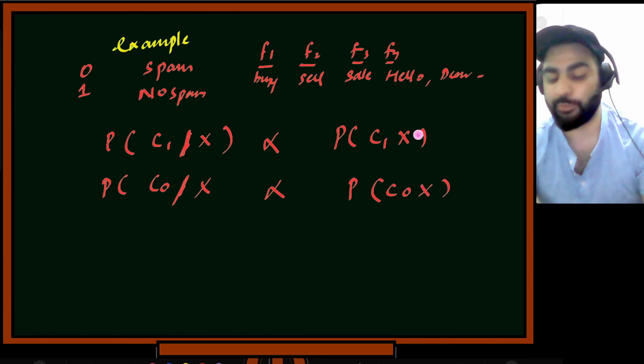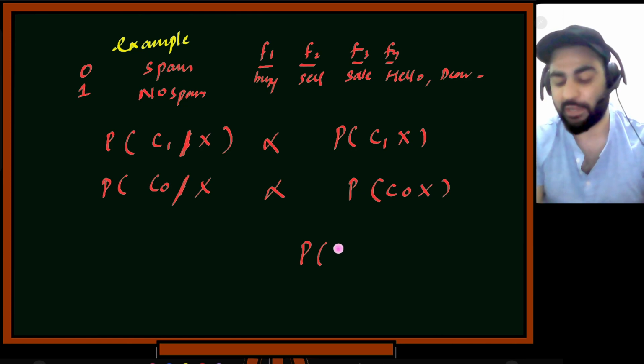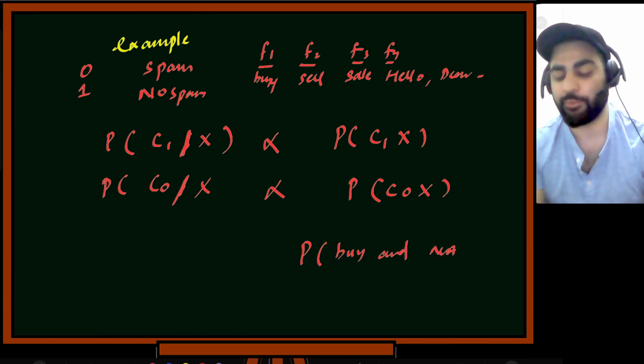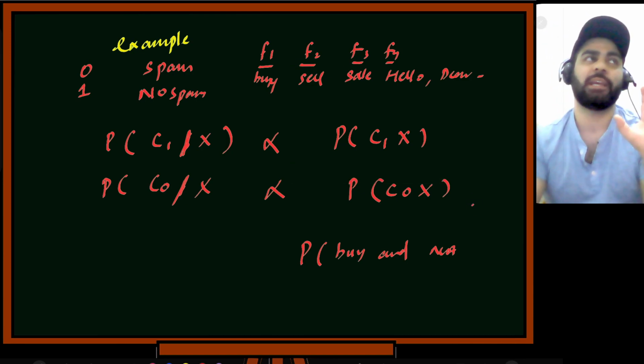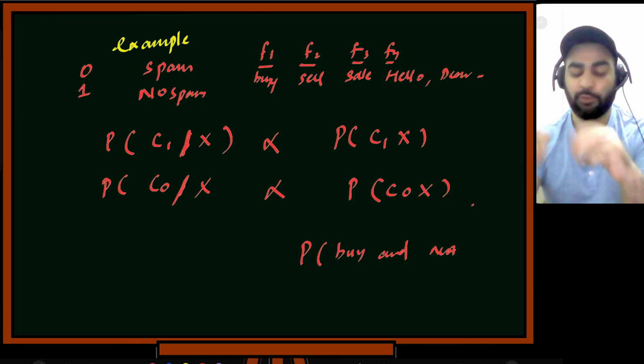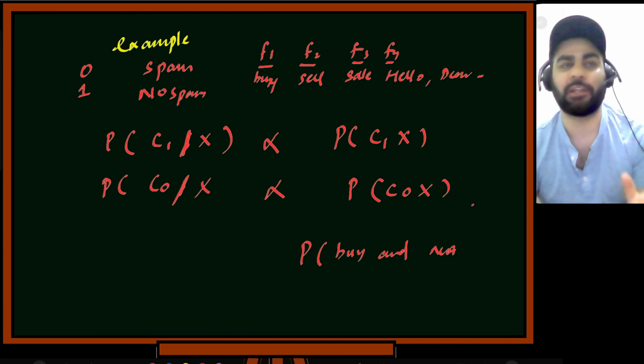So how will I compute this? I'll say, okay, what is the probability that both of these will happen? So "buy" and "email" given not spam. I'll compute this for all these features. We'll see the physical example, but I just want you to wrap your head around this example. So here we'll have features, and we'll take all these features and multiply them together.